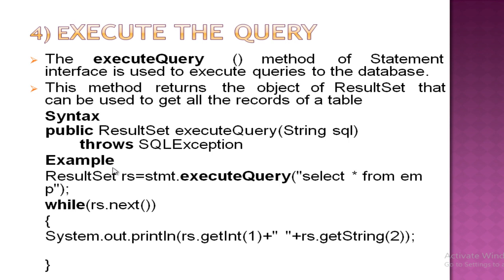Example: ResultSet rs = stmt.executeQuery("select * from tablename"). Suppose rs.next() is true, then it will get the integer id 1 and then 2, and that will be combined as well, like this. So how can we execute the query? We have to use the executeQuery method, and this is the way we implement executeQuery.